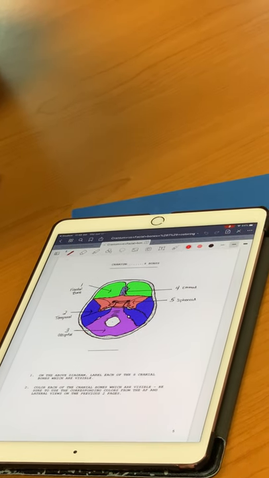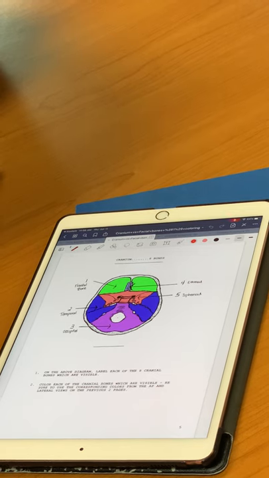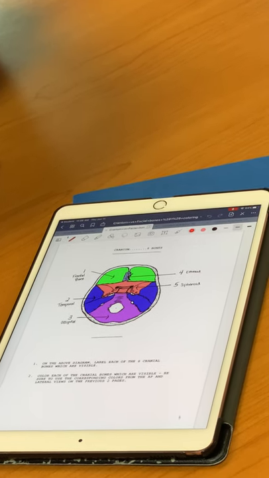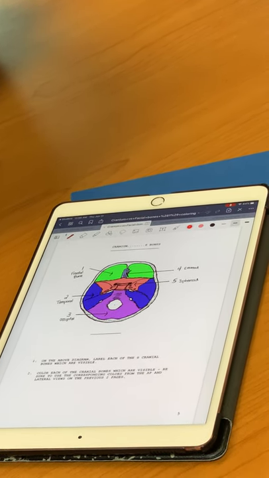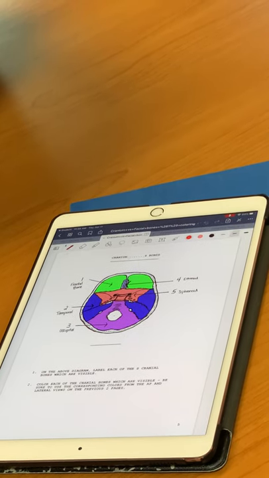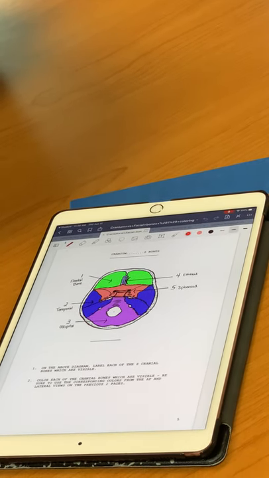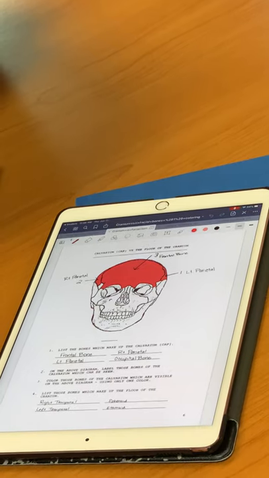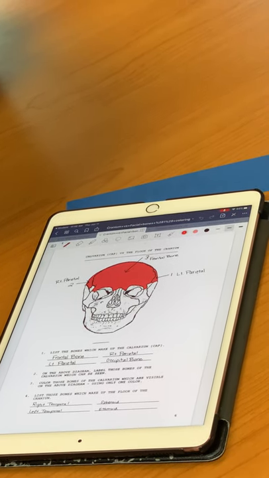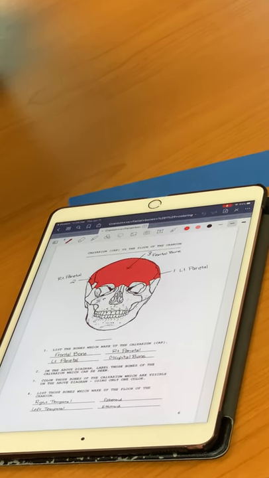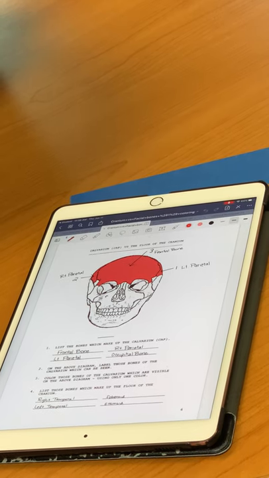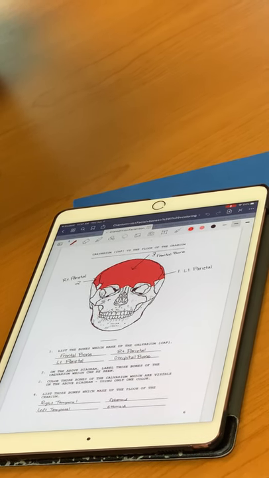Okay, page five. Number one is the frontal. Number two is the temporal. Number three is the occipital. Number four is the ethmoid. And number five is the sphenoid. Okay, page six. Number two is the right parietal. Number one is the left parietal. And number three is the frontal.